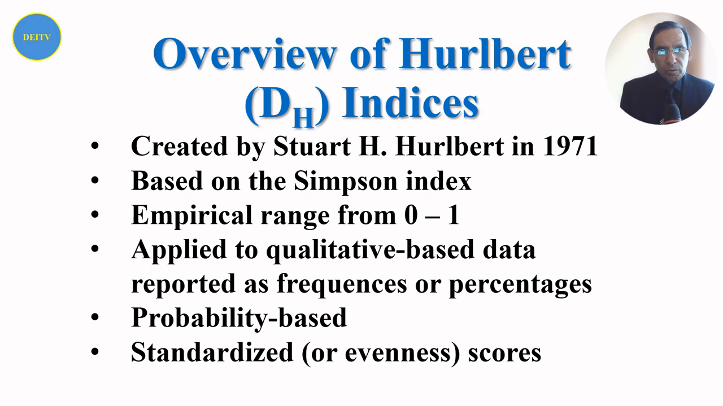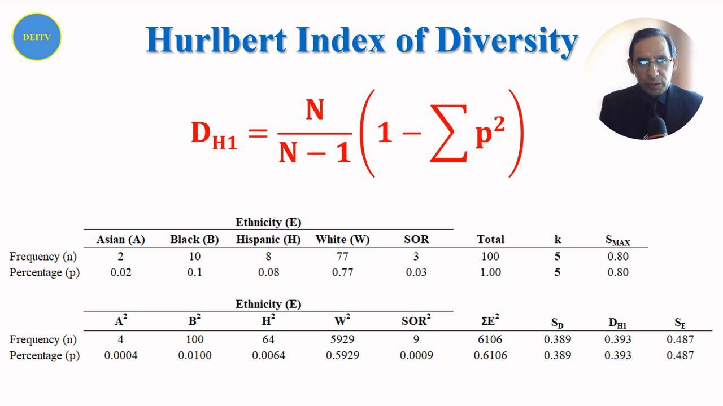They have an empirical range from 0 to 1 and are applied to qualitative-based data reported as frequencies or as percentages. Again, it is probability-based, and it produces standardized or evenness scores. The first Hurlbert index is represented as the total number of individuals in an organization divided by the total number of individuals in the organization minus 1. In other words, it's capital N divided by capital N minus 1.